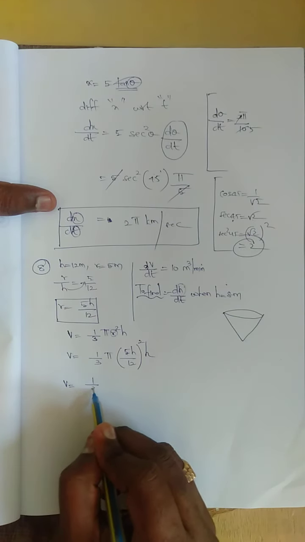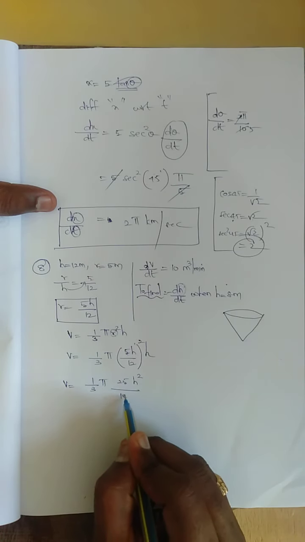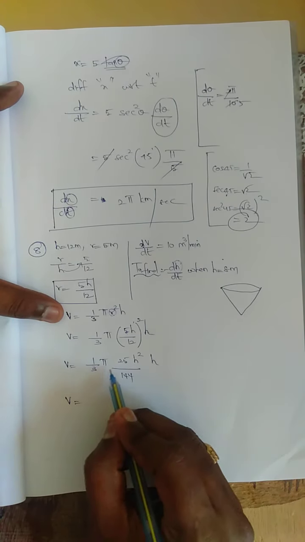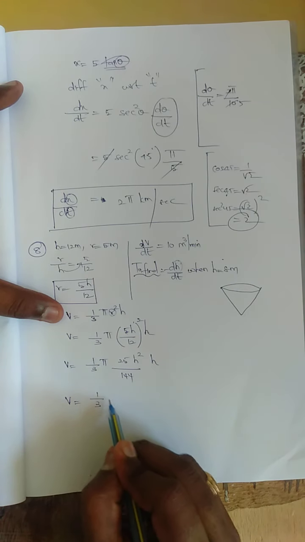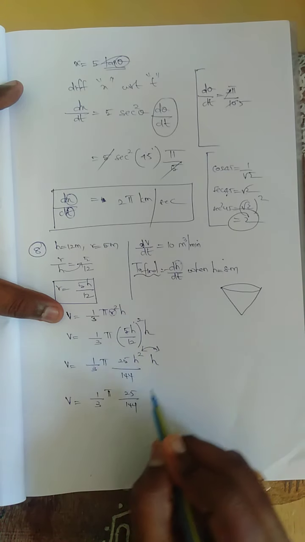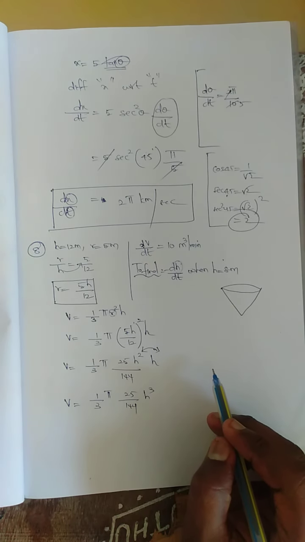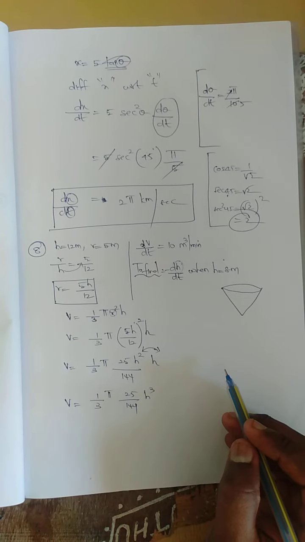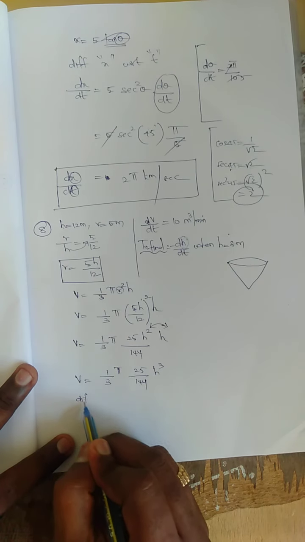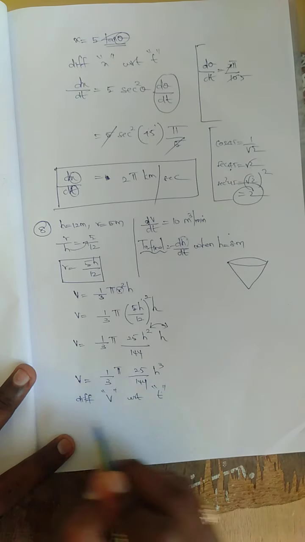So volume is 1 by 3 pi. 5 the whole square is 25, h the whole square is h square, 12 the whole square is 144, into h. So volume is equal to 1 by 3 into pi into 25 by 144, and h square into h is nothing but h cube. So far we have found this. Now we need to differentiate v with respect to t.